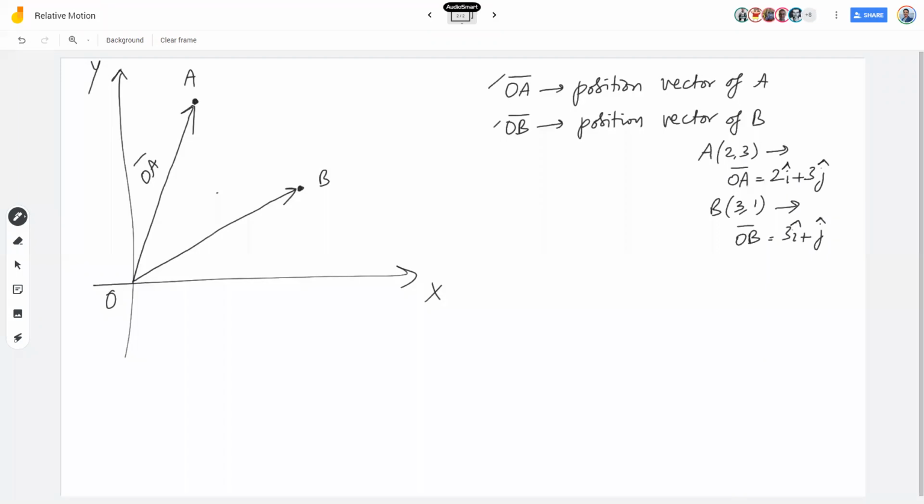Okay. Now, if I draw a vector pointing from A towards B, like this, I will write that vector as AB bar. But how is it related to OA bar and OB bar? If I draw a vector AB bar, how is it related to OA bar and OB bar? What do you think?